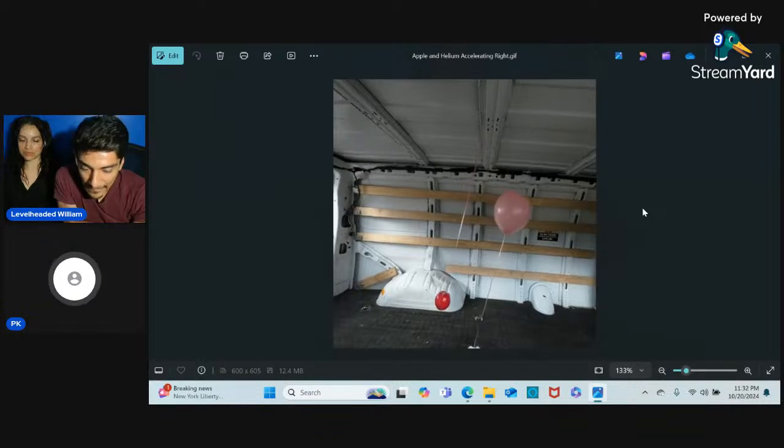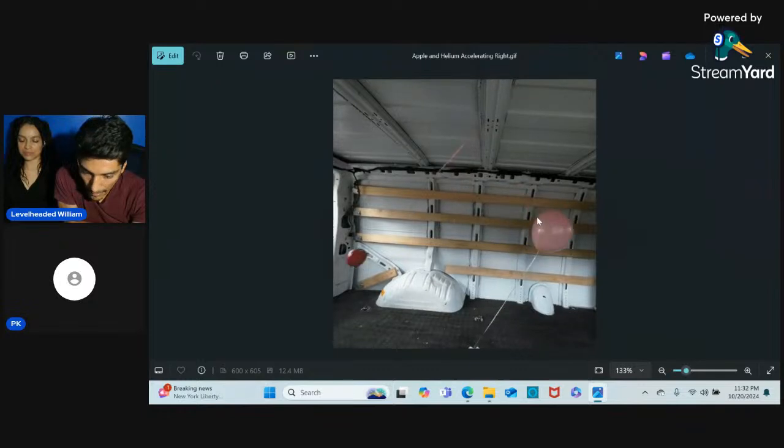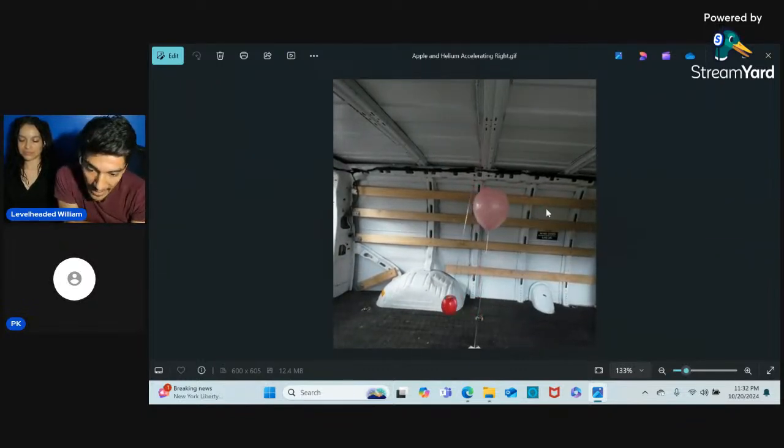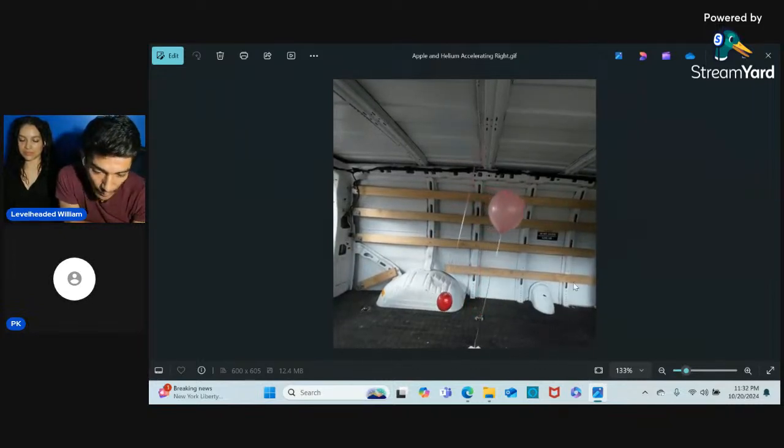Well, no, that's not the full explanation, William. You didn't explain it clearly there. Okay, let me explain it again. So when I accelerate the van to the right, the air that's inside the van is being carried by the van in the same direction. In other words, it's being pushed with it. Yes. So the air is more dense than the helium, so it's also able to push it in that same direction. So the helium reacts to the air pressure.